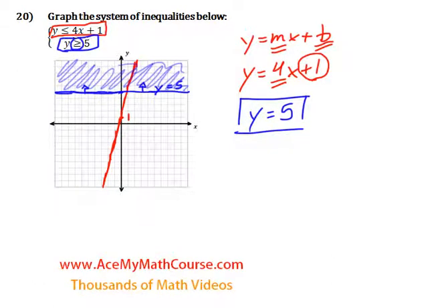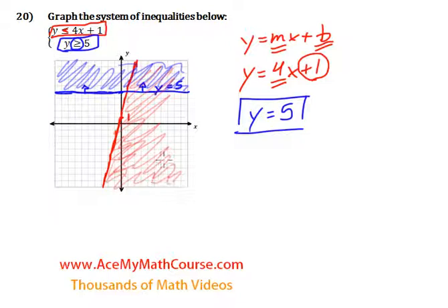But now for the red line, we're interested in the area below. Why is that? Because we have y is smaller than or equal to 4x plus 1. If we had y is greater than or equal to, then we would also shade the area above the line. And what is above or below in this case? Well, the area below the red line will be just this one. Hope that makes sense to everyone.